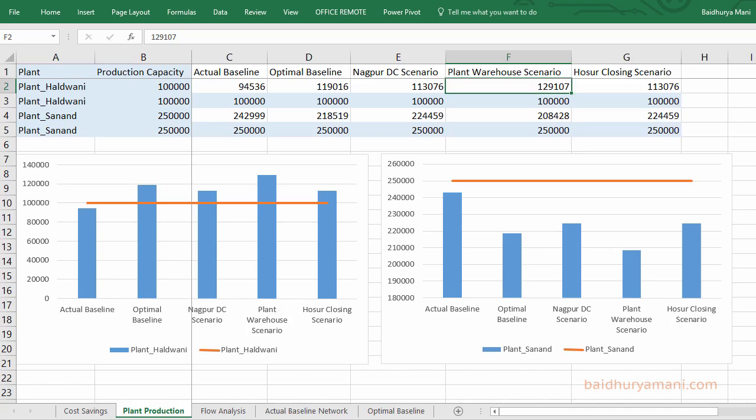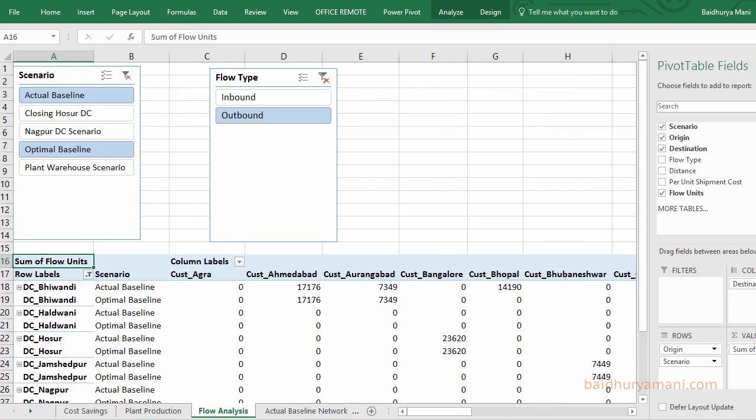That is something that the design team determines. Based on that, we'll determine a final capacity for the warehouse. However, the message from this exercise is clear. You need to readjust capacity between Sananand and Haldwani. So now let's get into flow analysis.